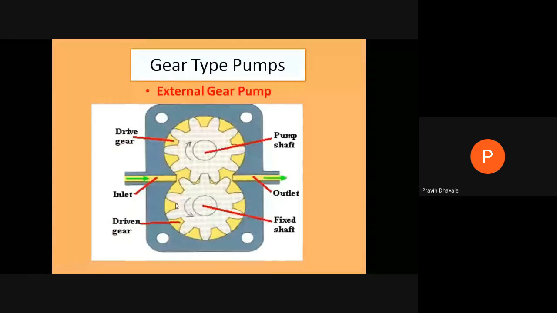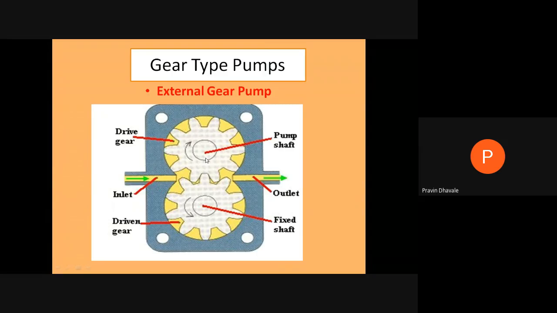This will be airtight, right? There will be a minimum clearance between the internal surface of the casing and the teeth of the gear. And this casing or housing of the pump has two ports. This will be the inlet port for the suction of the fluid, and this will be the discharge or outlet port for the delivery of the pressurized fluid.